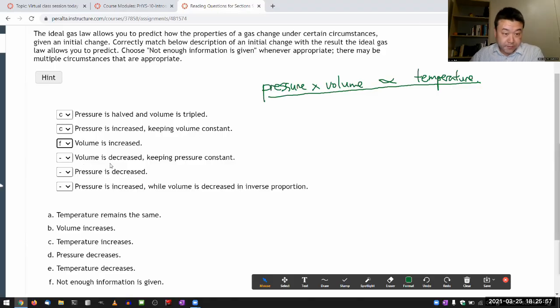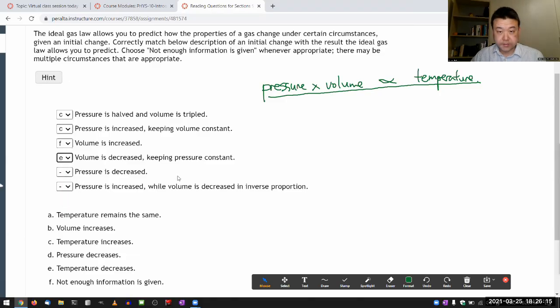Okay, so volume is decreased and keeping pressure constant. So here, okay, they said the pressure is constant, so we don't have to worry about it. So if the volume is decreasing, then temperature must be decreasing. So temperature decreases, E.